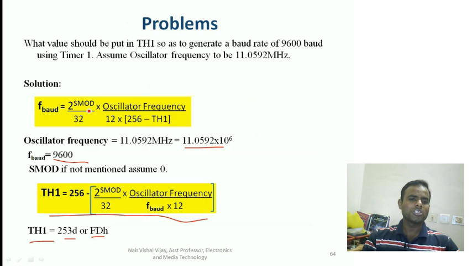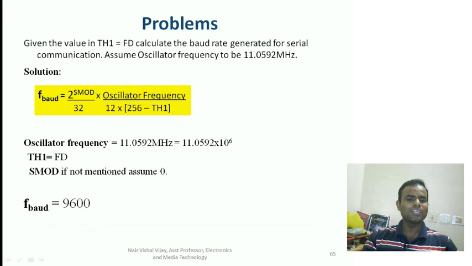Just another way of approaching this problem: given the value of TH1 to be FD, now the value of TH1 is given, calculate the baud rate generated for serial communication. Assume that the oscillator frequency is 11.0592. It's very simple. F baud is to be calculated, SMOD is 0, oscillator frequency is given to be 11.0592 MHz, TH1 is given to be FD. If you substitute all these values, automatically you'll be arriving at the value of F baud equal to 9600 bits per second. It's a very simple way of doing your sum.